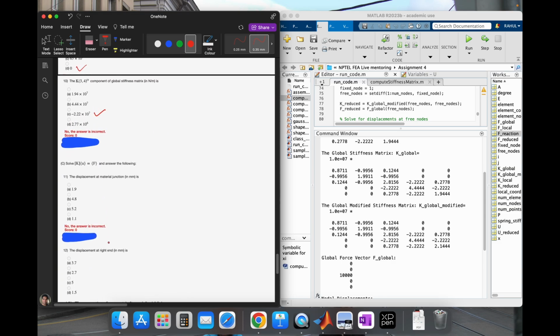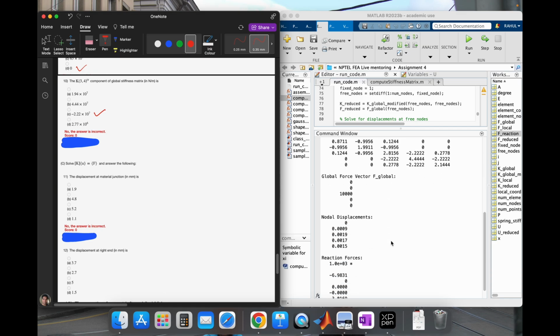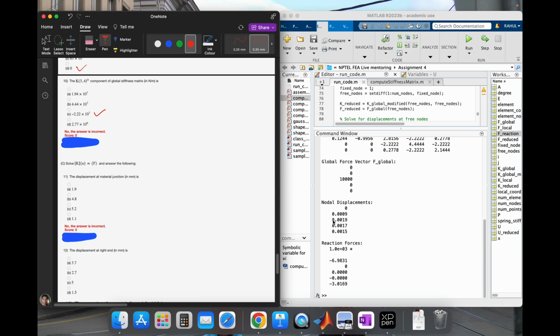Now it is saying solve Ku equals F. We already solved that. It is asking for the displacement of the material junction. What is the material junction? The material junction is at node 3. Nodal displacement at the material junction at node 3, what is the answer? 1.9. It is saying in mm, so that's why this answer is 1.9.